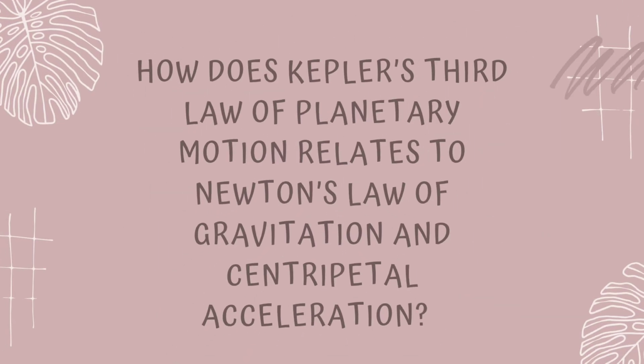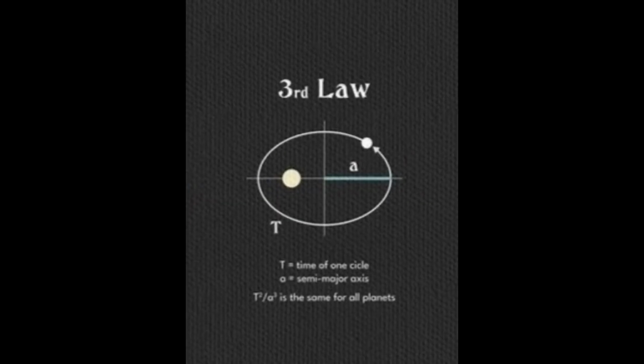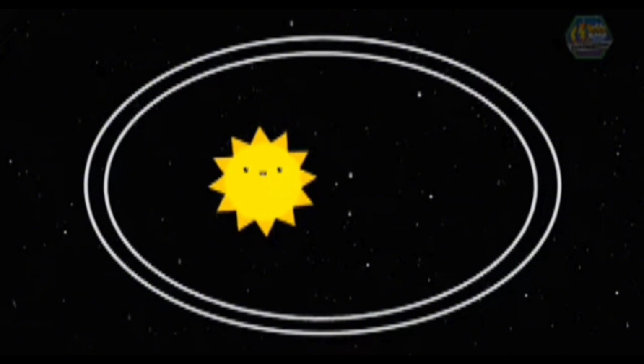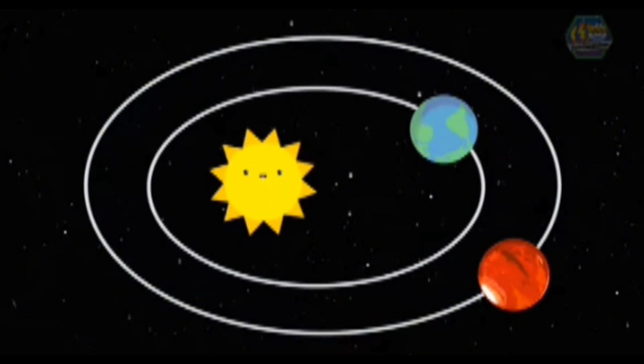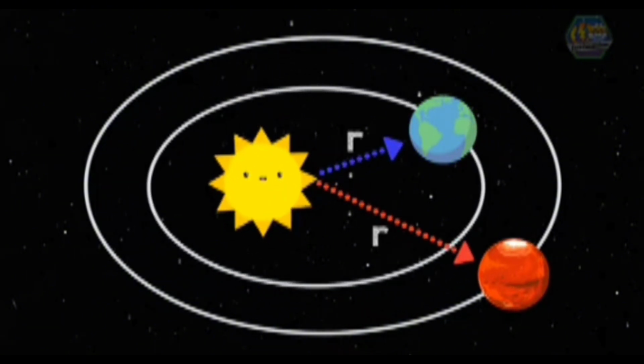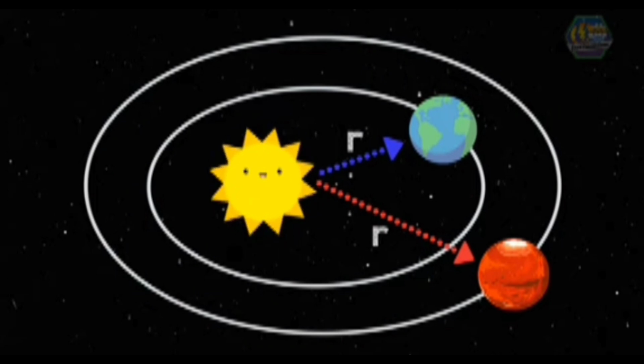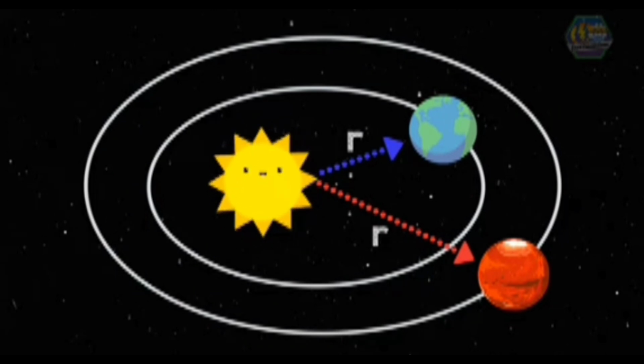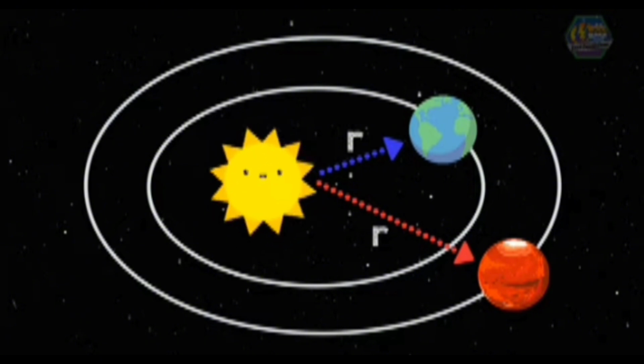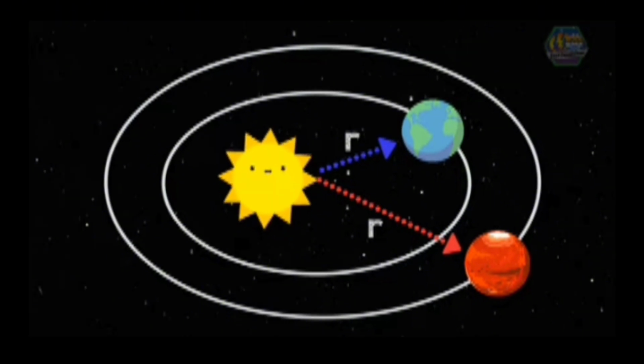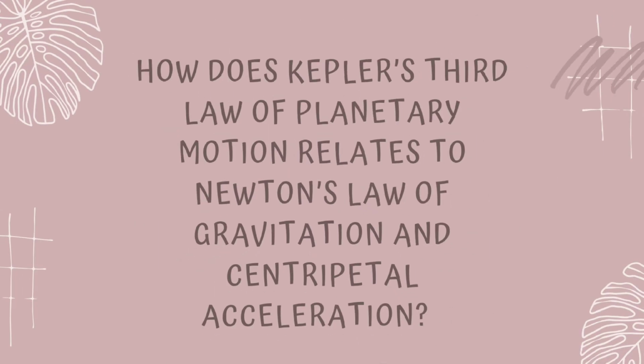Now I am going to explain how Kepler's third law, Newton's law of gravitation, and centripetal acceleration are all related. So let's start with Kepler's third law. So this law tells us that a planet's distance from the Sun and its orbital period are connected. Specifically, the law says that the square of a planet's orbital period is proportional to the cube of its average distance from the Sun, which we will call r. So if a planet is farther from the Sun, it takes a longer time to orbit. But while Kepler observed this relationship, he didn't know why it worked.